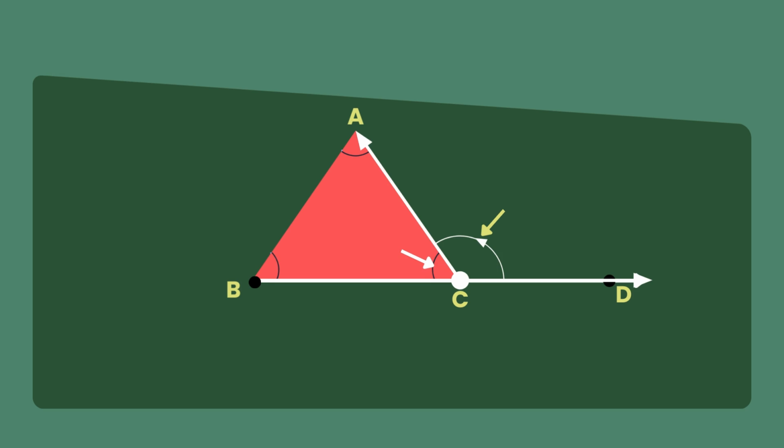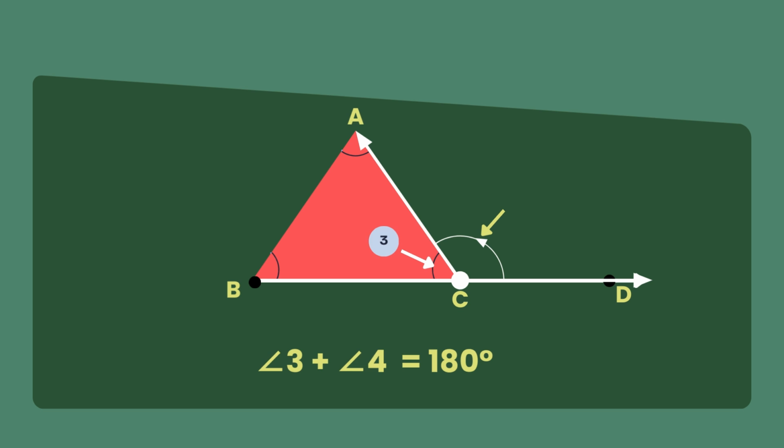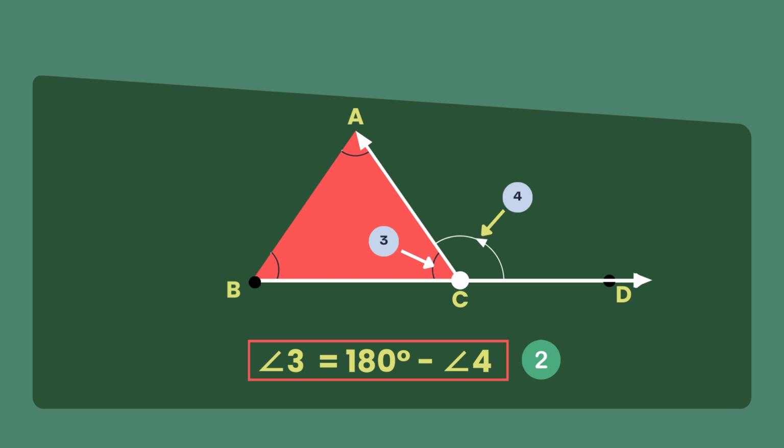Now look at angles 3 and 4. We can clearly see that those two form angles on the same straight line. And we also know that angles on a straight line sum up to 180 degrees. So, we can write this as angle 3 plus angle 4 is equal to 180 degrees, or angle 3 is equal to 180 degrees minus angle 4. Now, name this equation 2.